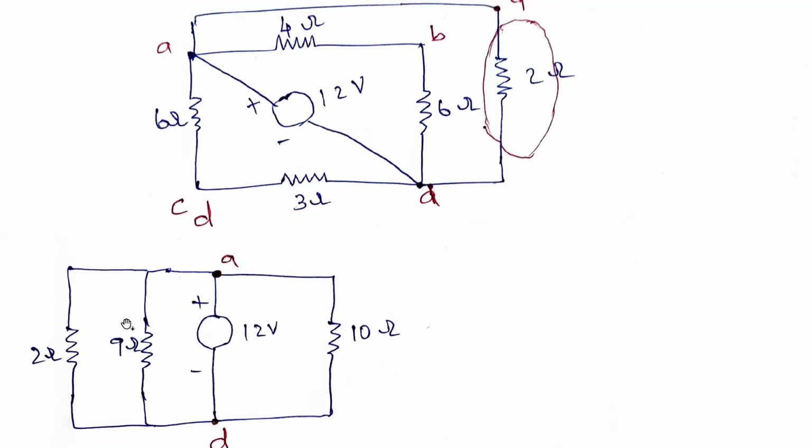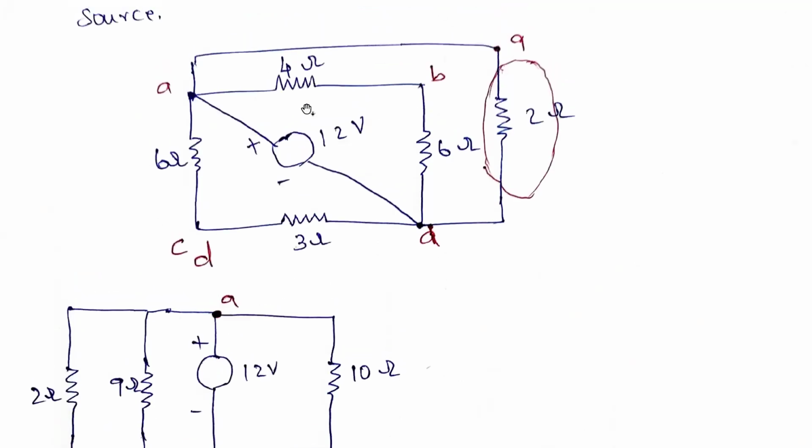Next, this 6 and 3, across this A and D point, these two are in series. So 6 plus 3 is 9. So I'm taking 9 ohms here. Okay, like this it is connected. Okay, it is connected in parallel like this.